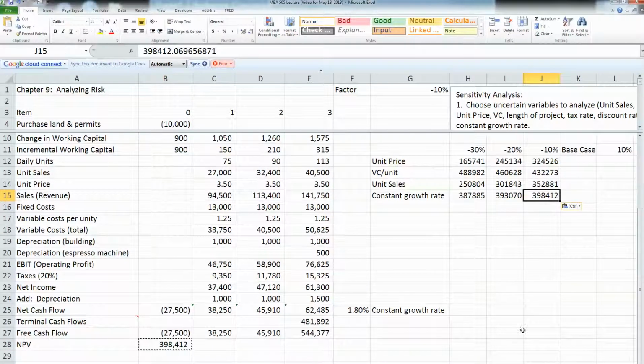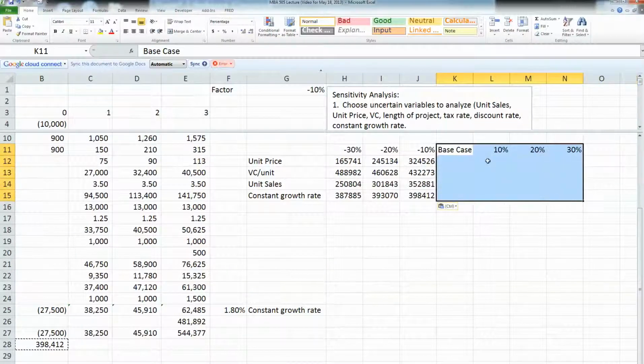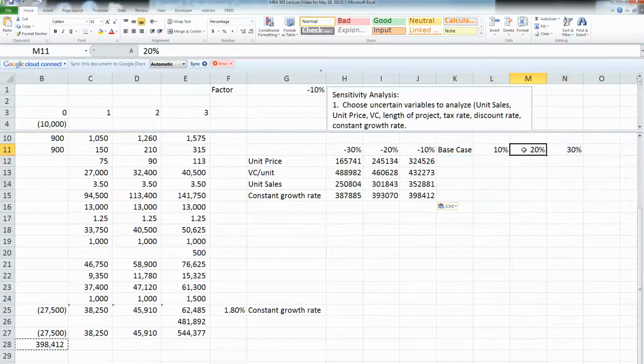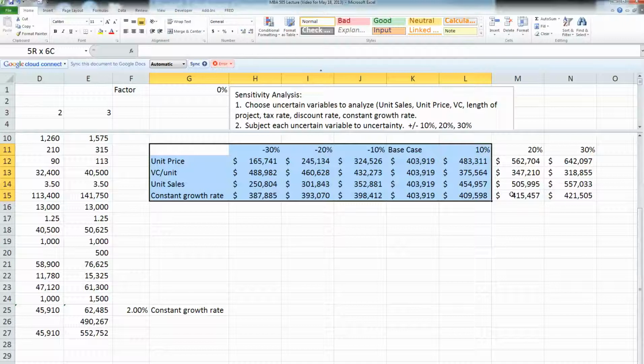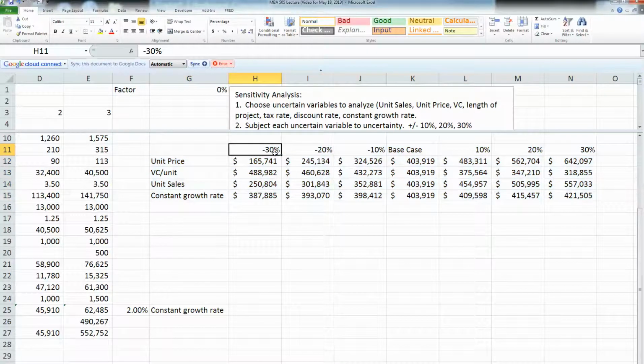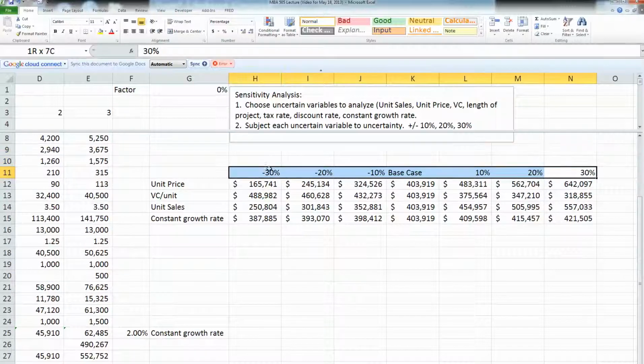Now I'm going to take a moment to just finish the rest of this table, doing the base case, which was just my original net present value, and then the plus 10, 20, and 30% for all 4 of those variables. Okay, now that I have completed the table of the sensitivity analysis, a quick glance shows that the net present value isn't negative for any of the variables in the range that we've evaluated.